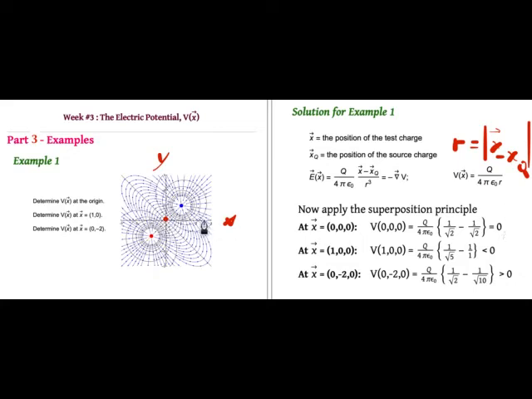Of course, the electric field is not 0 at that point. The electric field at that point points at a 45-degree angle to the xy plane. It points away from the positive charge and towards the negative charge. So don't confuse the value of the electric field with the value of the potential.